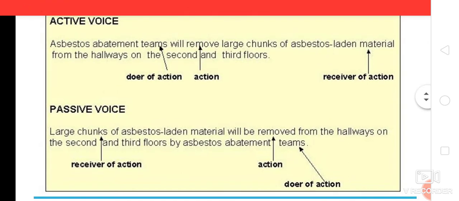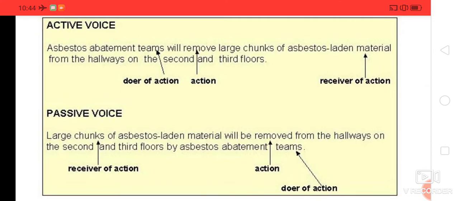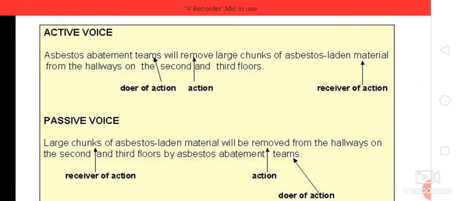So how do you change this active voice into passive voice? First take the receiver from the active and put it at the subject place in the passive voice. Then take the doer followed by the preposition "by" and put it at the object position in the passive voice, and then the middle place will be filled by the changed form of the verb. So how does the sentence get converted into passive voice? The final passive voice is: Large chunks of asbestos laden material will be removed from the hallways on the second and the third floor by asbestos abatement teams. So this would be the final passive voice.